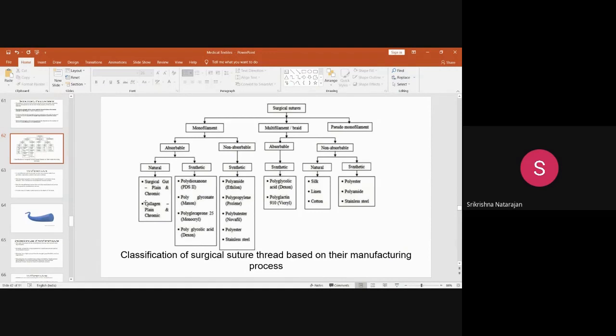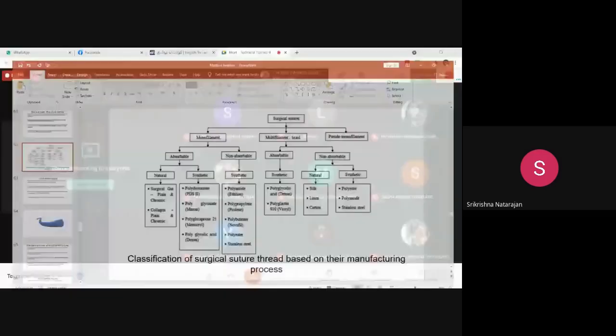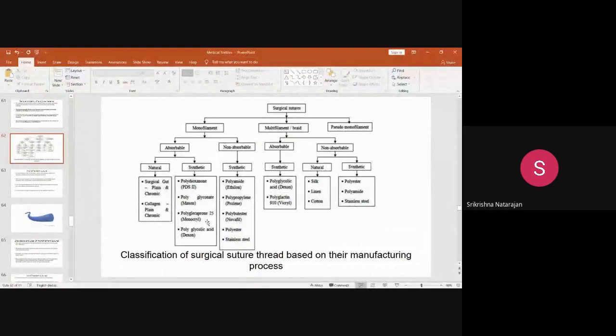Okay, these are all the absorbable fibers. One thing you need to understand is, absorbable fiber does not necessarily mean it should be a natural fiber. It can be synthetic also, because synthetic fibers are also absorbable in the human body. The only thing is that the time taken to absorb may be different. So that is the thing.